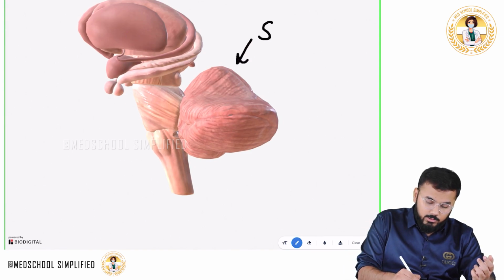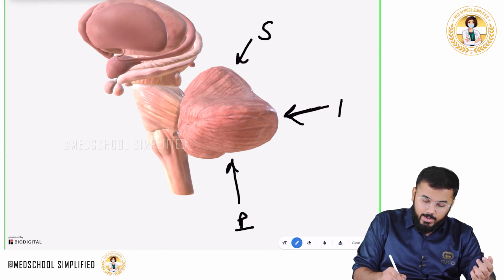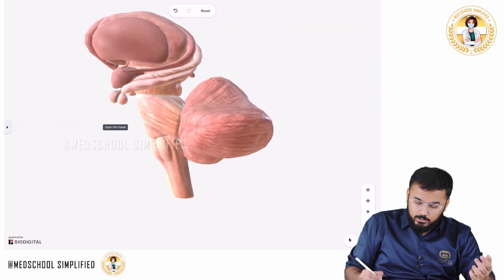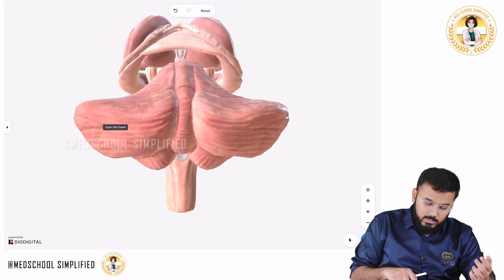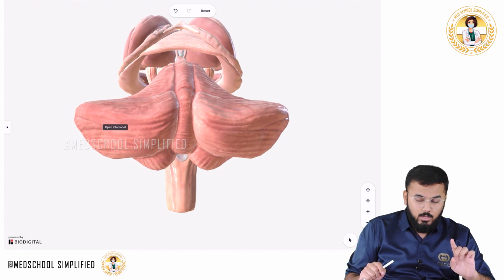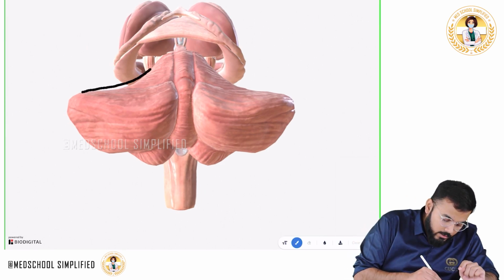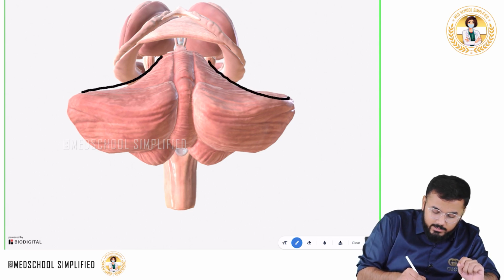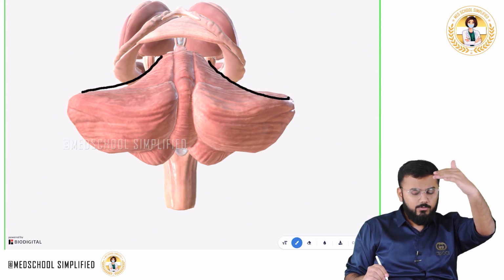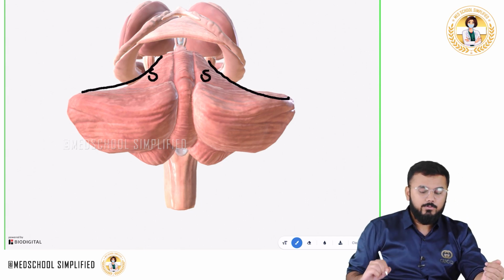Yes, this is your superior surface, this is your inferior surface, right? And this one over here is your posterior surface. Now all of you just look at whatever I am showing you. See, this is a posterior surface. Now in this posterior surface, what things can you see? First, you see this line which I am drawing here and this line which I am drawing here. Tell me, are these two the lines of the superior surface or the inferior surface? Obviously this is a superior surface, this is a superior surface.